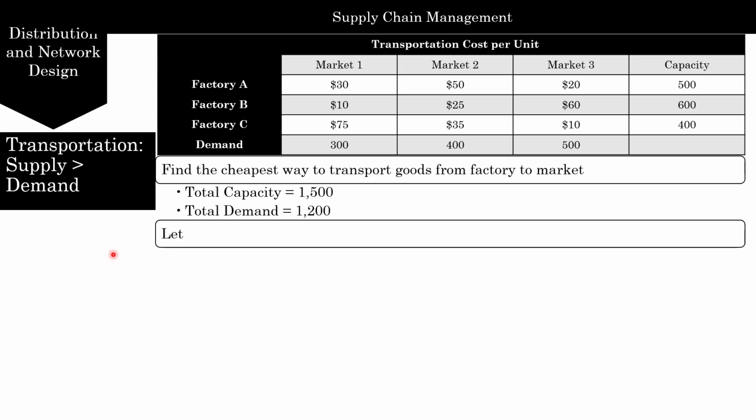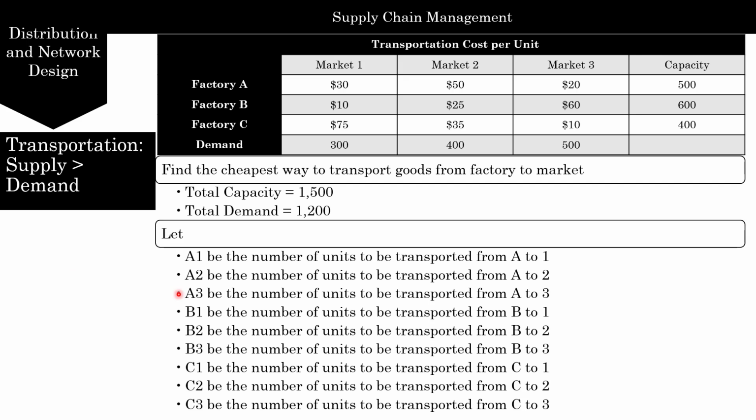So when we come to the math model, the first step is to define our variables, which we call decision variables. And I'm going to use some very simple, intuitive ways of labeling them. The decisions we have to make is essentially how many units should be transported from A to 1, A to 2, A to 3, B to 1, B to 2, B to 3, and so on. And so here we have the number of units transported to each one. I'm going to call it A1, A2, A3, B1, B2, B3, and C1, C2, C3.